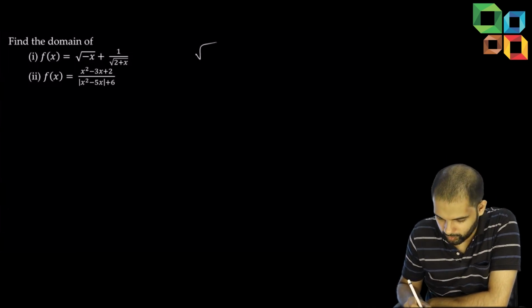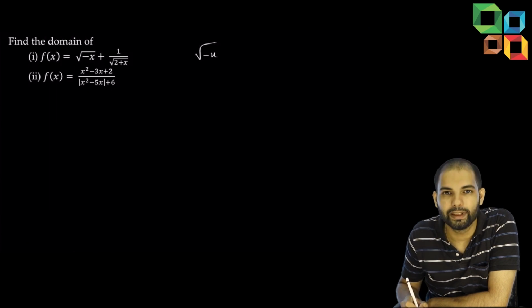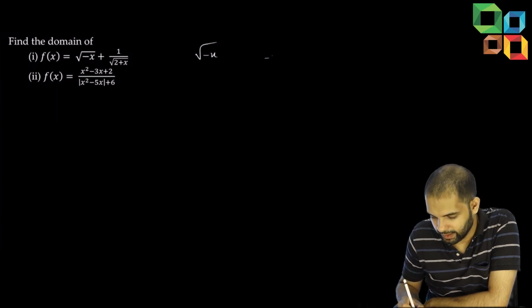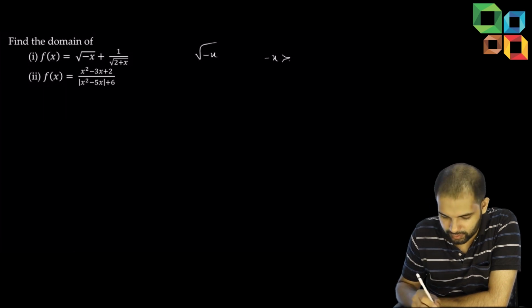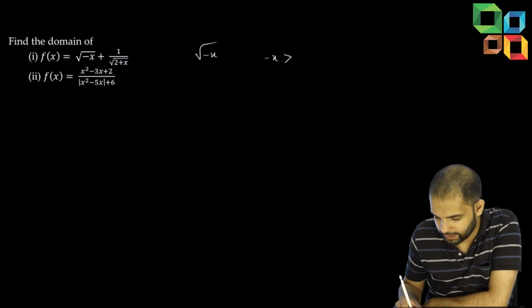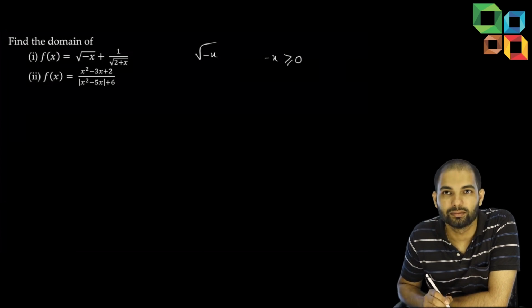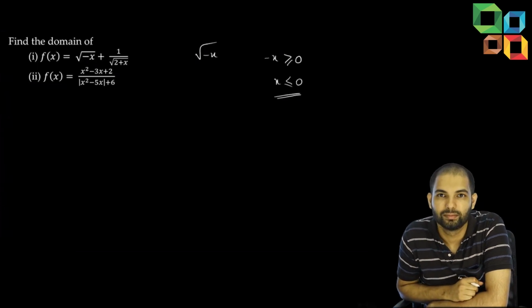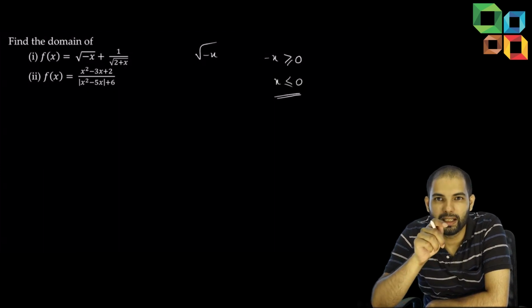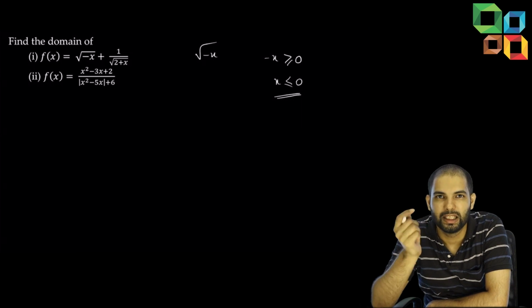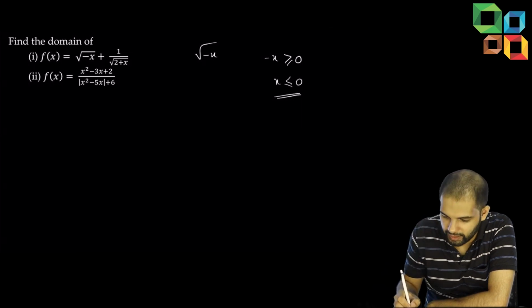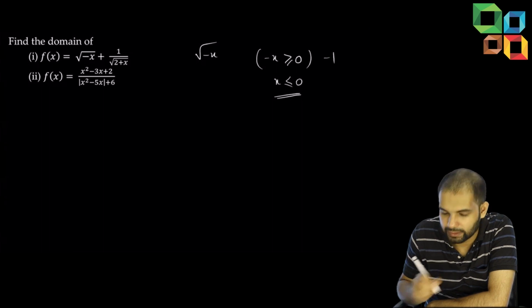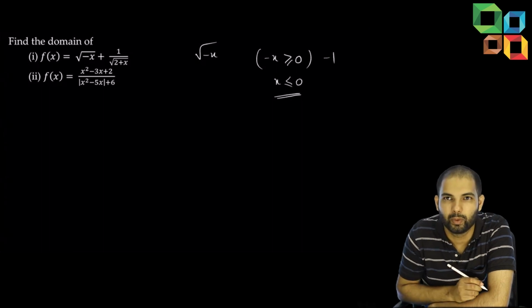See, root of minus x. We are saying that minus x should be greater than or equal to 0. This is the condition. That means, if I multiply with a negative sign, x is negative. Is it clear? When you multiply any inequality with a negative sign, the inequality changes. So I multiplied this with minus 1, and the inequality changes.